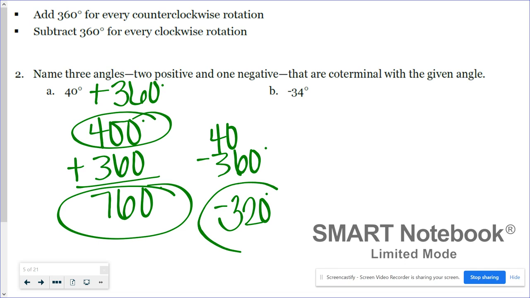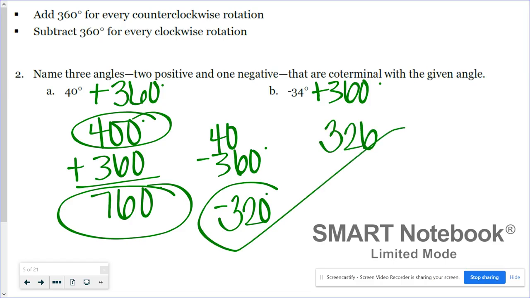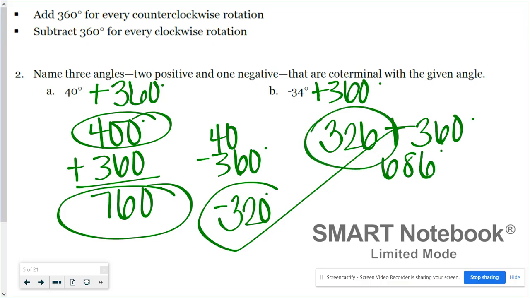Okay, so for negative 34, if I add 360 to that, one of my coterminal angles would be 326 degrees. If I add 360 to that, I get another coterminal angle of 686 degrees. And then to find the negative coterminal angle, I can subtract 360 and get negative 394.